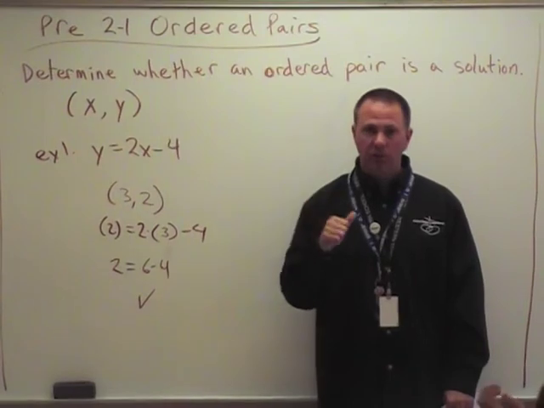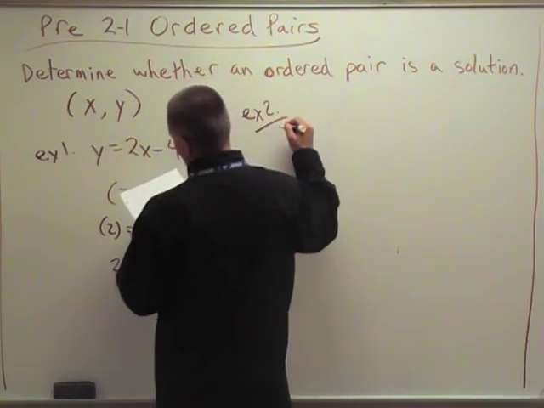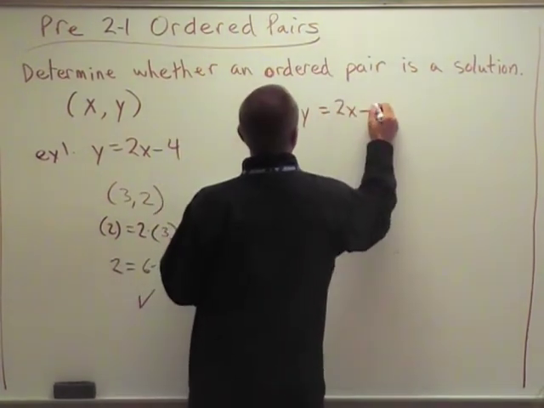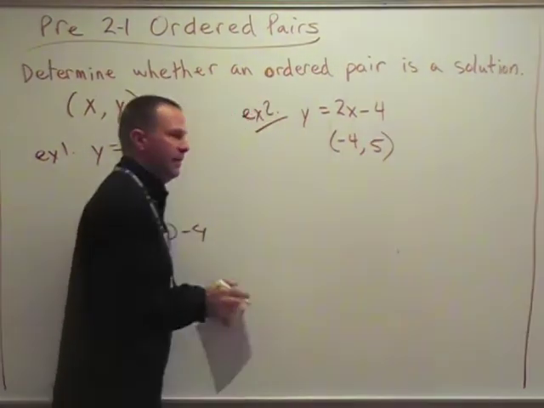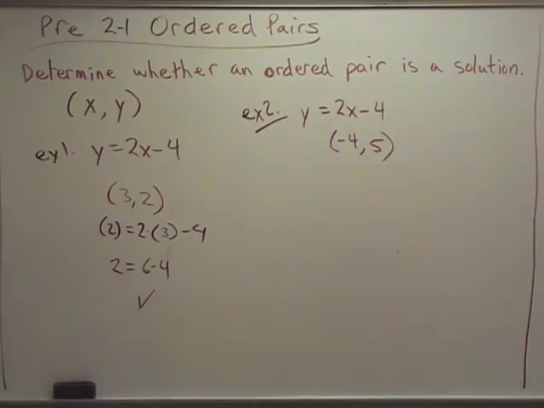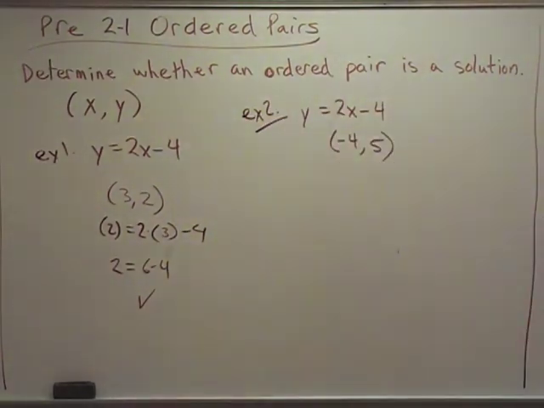We're going to do another example. Okay, example 2. Y equals, again, 2x minus 4. And I want you to plug in the point -4, 5. Now, everybody do this on your own. See if you can do it. Substitute the values, and then solve it and see if it works.